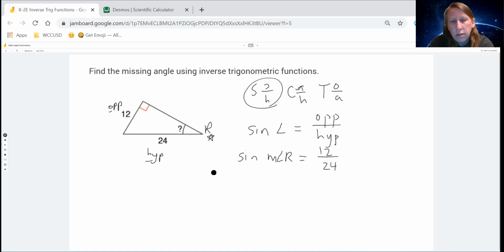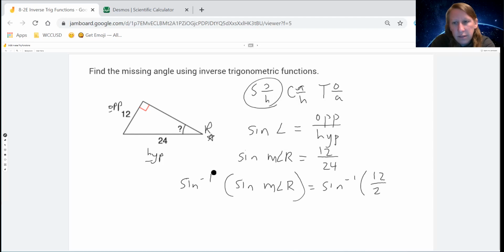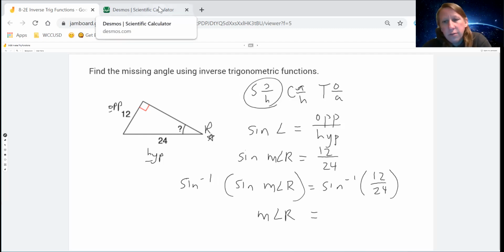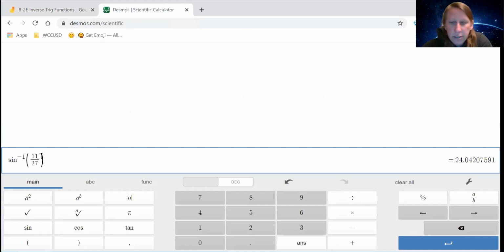12 over 24. Do I already know the answer to this? What's the relationship between 12 and 24? Well, we'll find out. Okay. I'm going to do the inverse sine of both sides. I'm going to pretend like I don't know what's happening here. I kind of jumped the gun. So this is going to tell me the measure of angle R. And let's go put that into the calculator. Inverse sine of 12 over 24. And look, it's already in there, so I don't have to retype everything. Huh? 30?